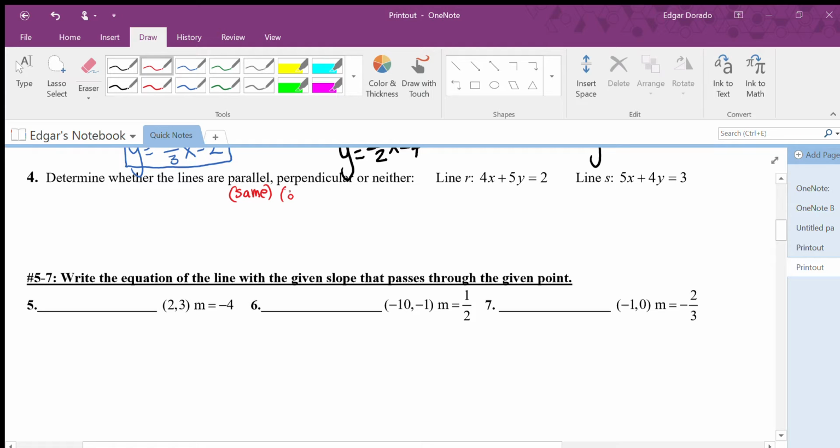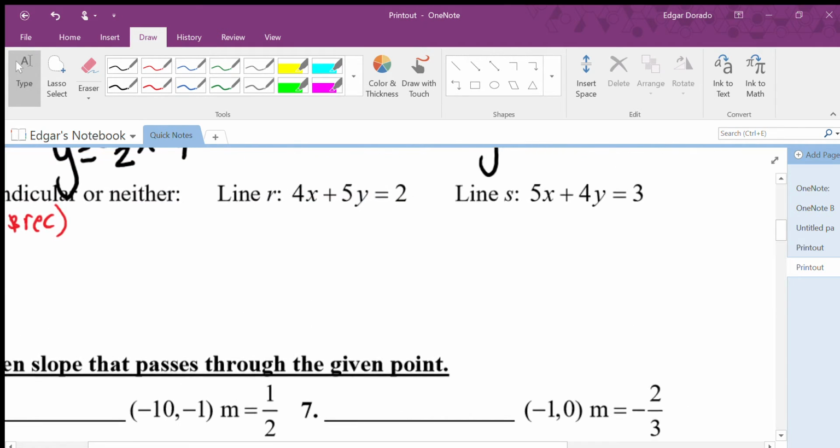Perpendicular means we have opposite and reciprocal slopes. And then obviously neither it would be if it doesn't fit into any of those categories. So what do we have to do? Well, we have to find what the slope is on each of these lines. We can't really do that from the information we're given, but we know we can write it in slope-intercept form, and then we could definitely find out what our slope is.